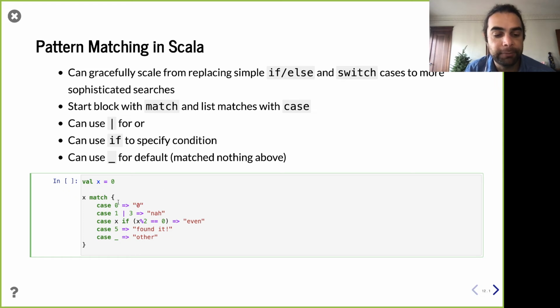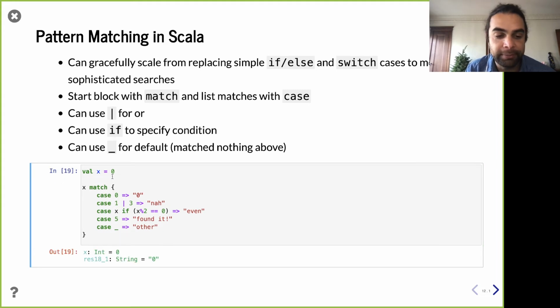Okay, so for example, if this is 0, we're going to return the string 0. What if it's 1? Well, we're going to see it's going to return the string not, right? And actually, not only can it match a single element, you can of course do the single bar for an or, right? And so it's going to match 1 or 3 that way. Cool.